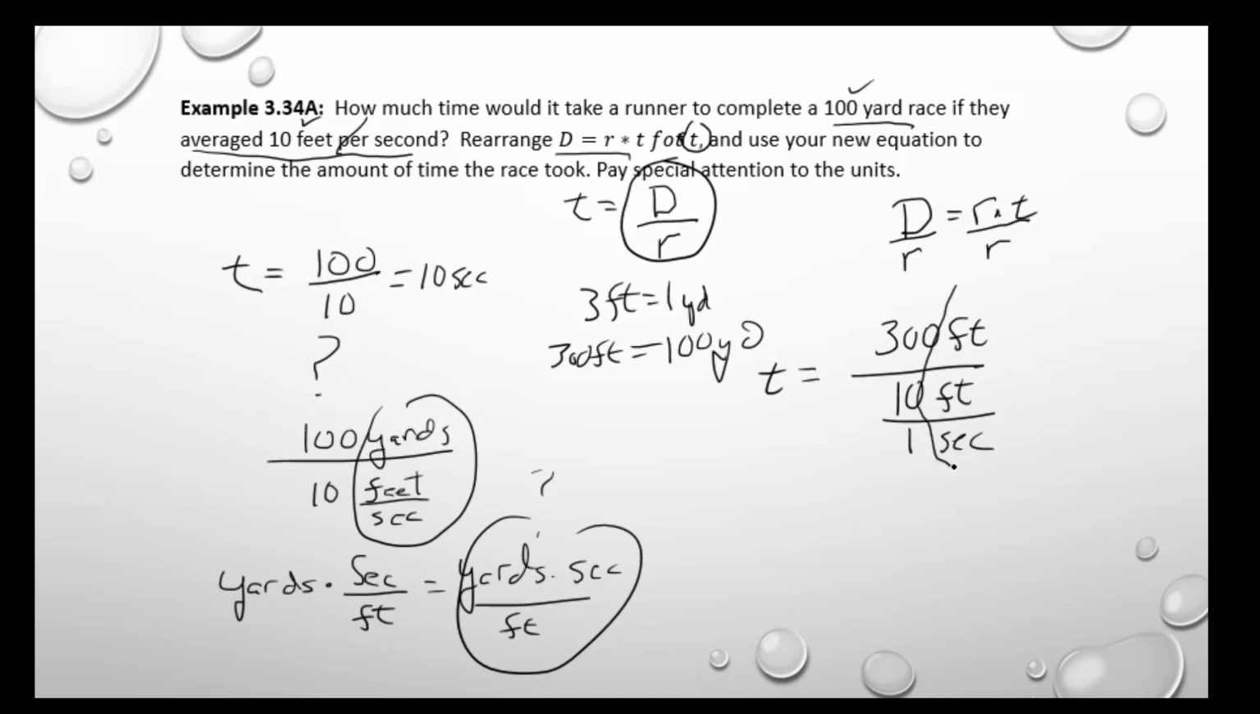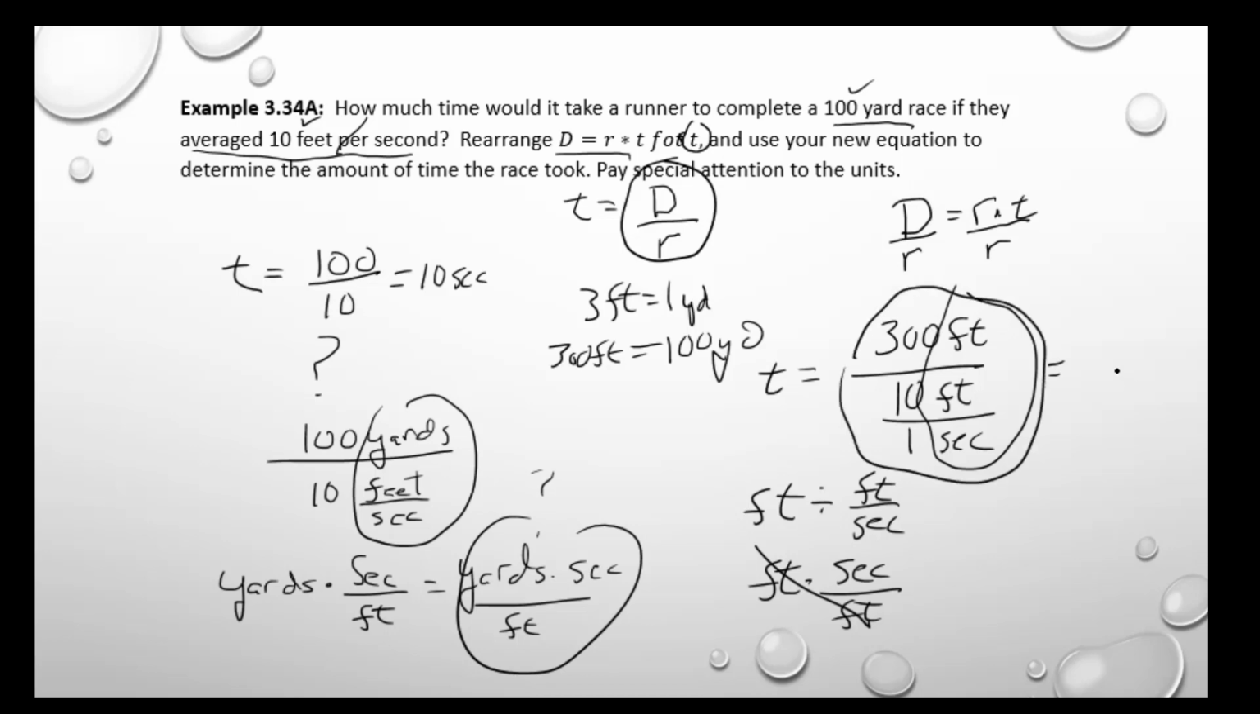Now I'm going to look at my units here. I got feet divided by feet per second, which is the same thing as feet times seconds per foot. These cancel, and I get seconds. So the result of all this here is 30 seconds. A slow runner, but that's what the answer is. You might want to play this a couple times and refollow the logic here.